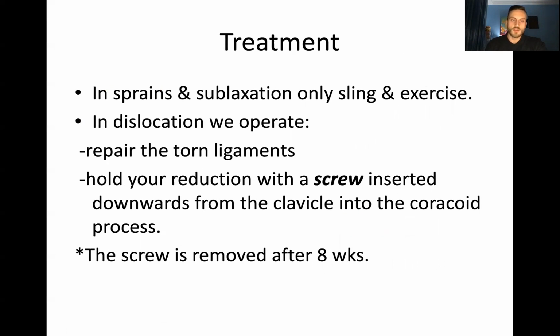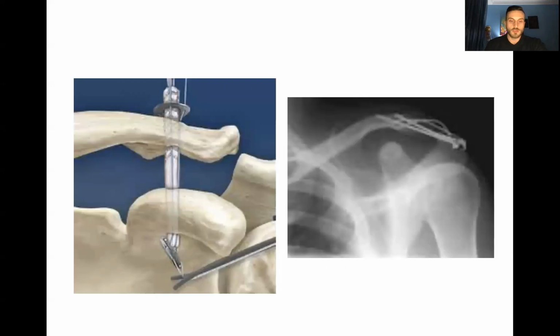In treatment, usually for sprains and subluxation, only a sling, and then you can do exercises. In dislocations, we have to operate. We sometimes repair the ligament, and if it's delayed, we can do reconstruction, we can put screws, and these are the modalities of treatment.